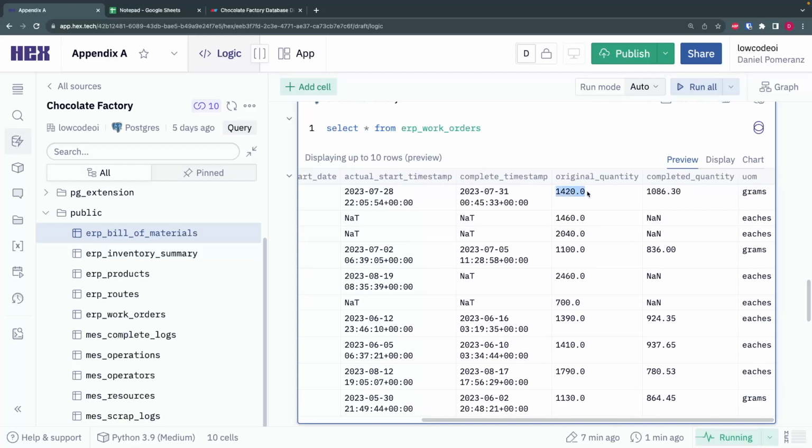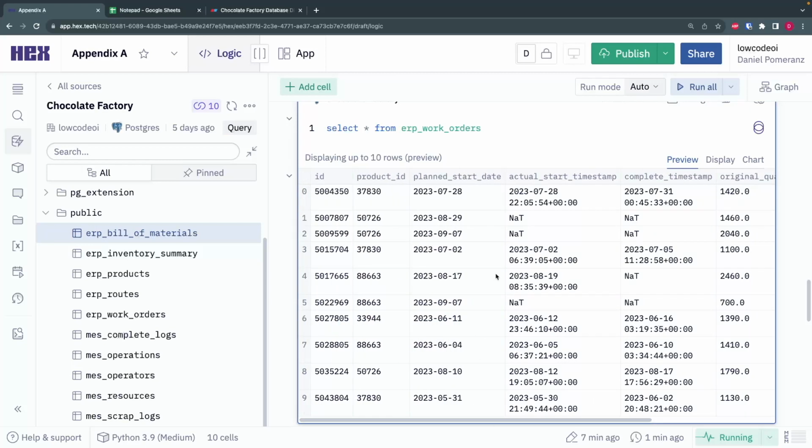Obviously, a work order hopes to finish all of its material, but oftentimes there are quality reasons why you lose material as you produce something. So knowing the difference between these two columns can be very important for understanding output.